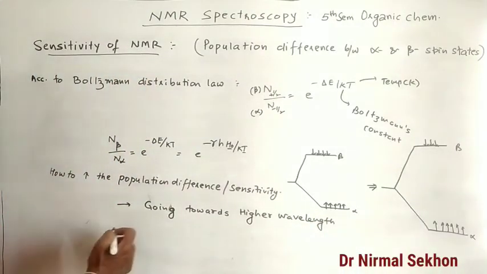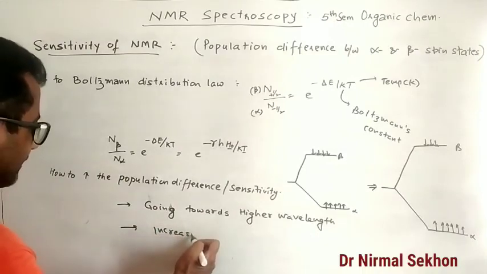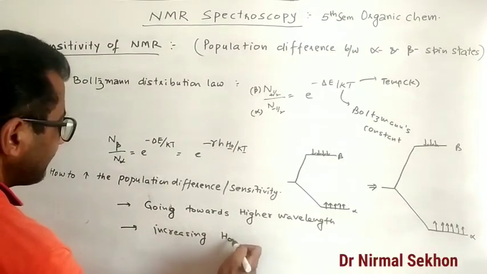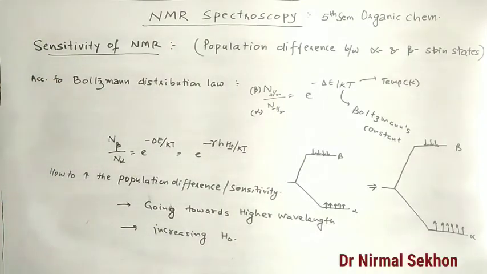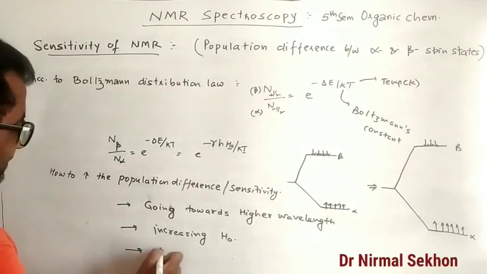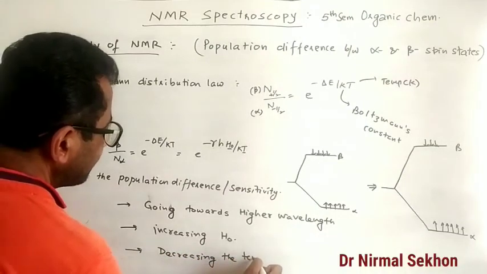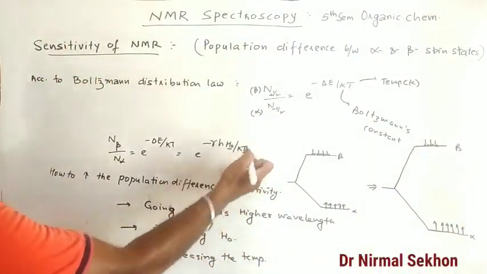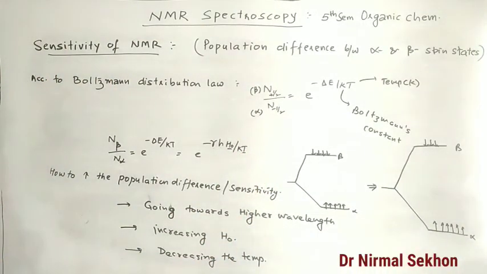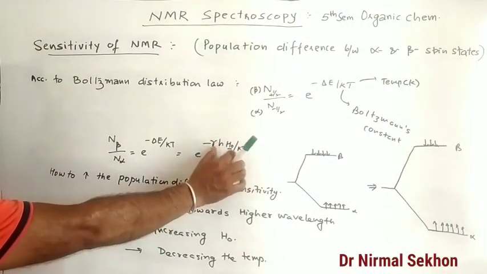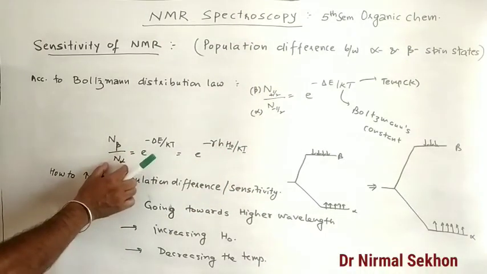Second is increasing the external magnetic field. What will happen when we increase the external magnetic field? The gap between the two energy levels increases. Third is decreasing the temperature. Decreasing the temperature, this term decreases, then overall the term will increase. Gamma times H naught over kT, with the negative sign, overall increases. So this will increase.